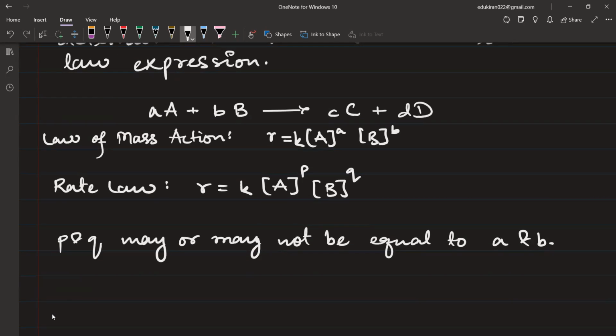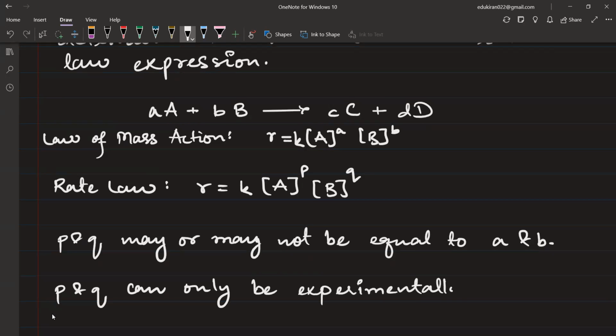Also write one more point: p and q can only be experimentally determined. Okay, but as you can see, a and b do not need to be determined; you just wrote the equation with a pen, you did not have to go to the lab. But for p and q you have to go to the lab and then get the values. Okay, please complete till here.